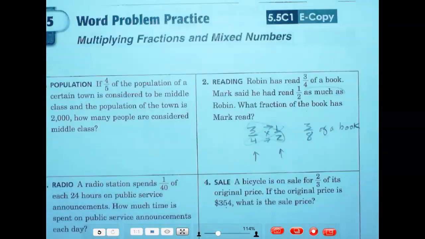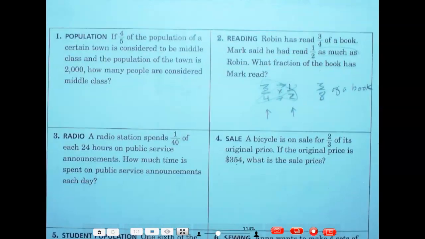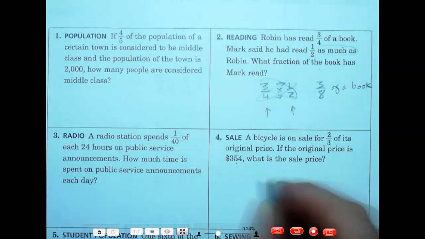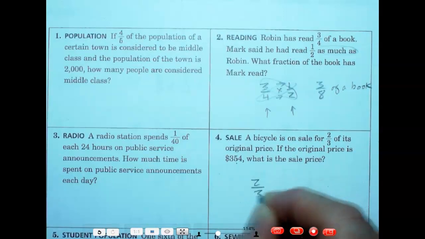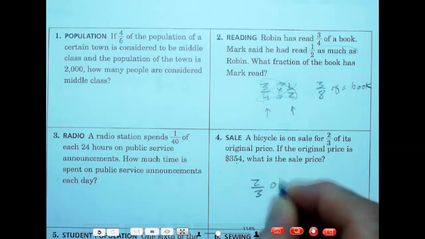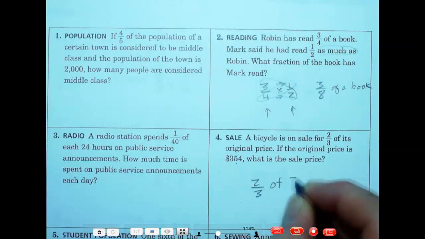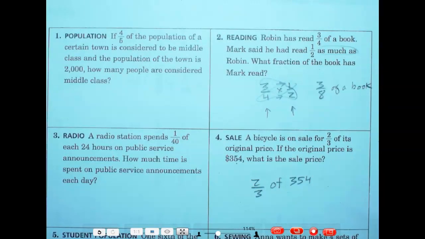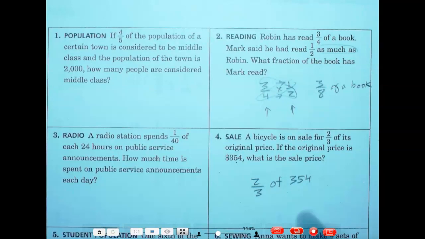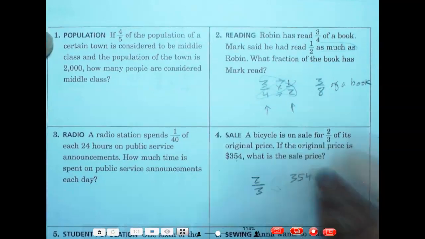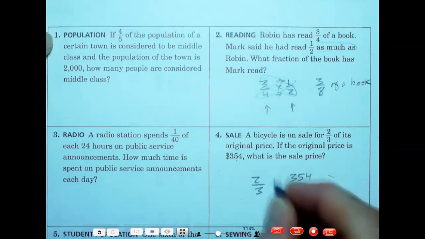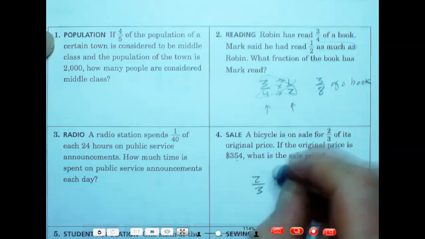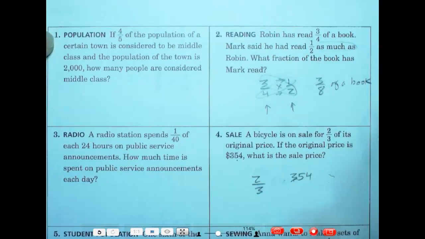Okay, and scroll down. How about the bicycle one down here? A bicycle is on sale for 2/3 of its original price. So we're looking for 2/3 of, it was 354. So of means to multiply. If it was full price, we would just put a 1 times 354, right? But it's 2/3, so it's going to be less than that. So we're going to multiply.